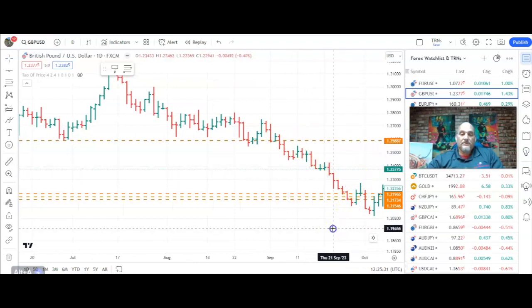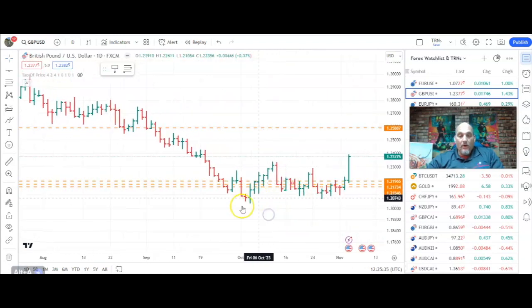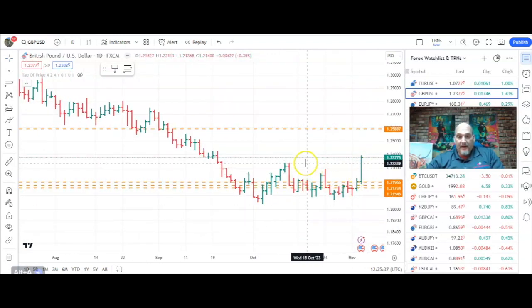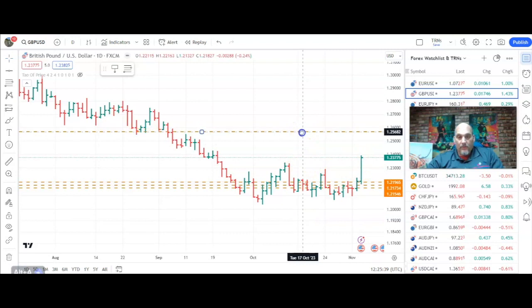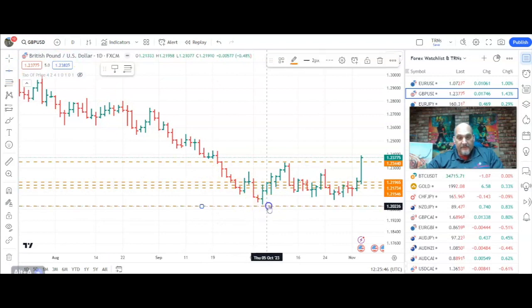All right, so we get a pivot low here. Now, before this spike up, we were in a channel. We were in a sideways moving market. Right here, this was sideways.